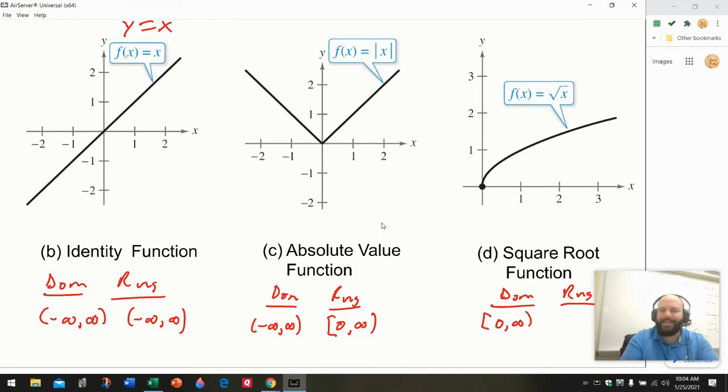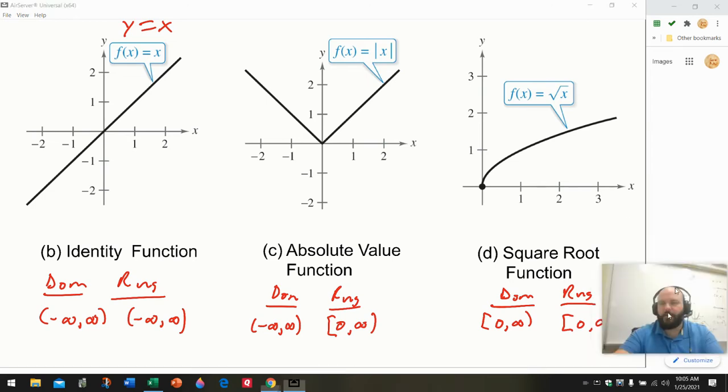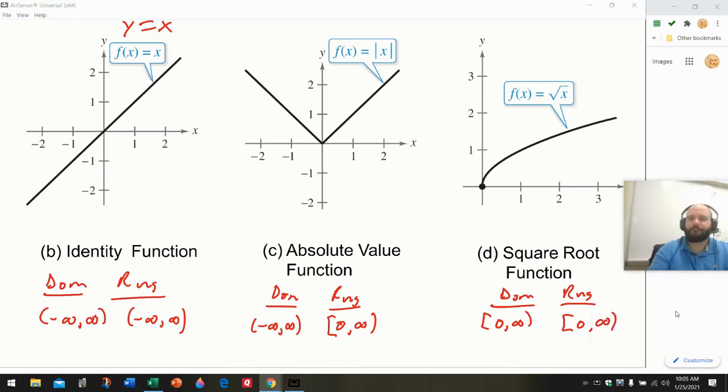So you can put anything you want from 0 and including 0, which is why it's a bracket, up to infinity. And infinity means it goes on forever, so you never really get there. The range is going to be similar. You can see right here how far up and down. It starts at 0, and this graph continues to climb, and it will climb forever. So the range is also 0 to infinity. Move my screen there so you can see that.